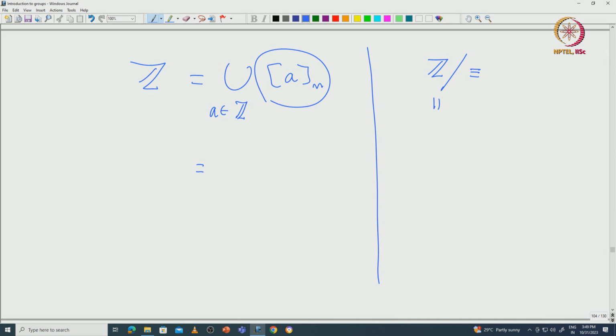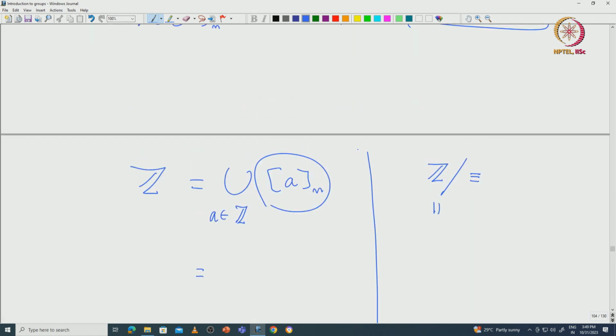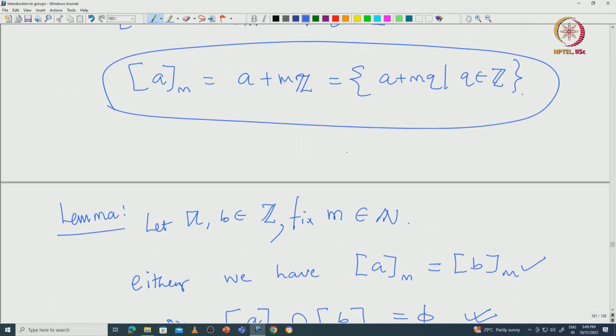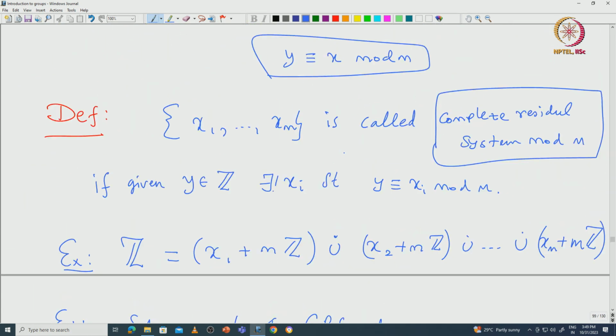Okay. So now what you can do is look at all possible disjoint subsets. You can pick one representative from each subset, and then you make another set of representatives. If you think about it, this is the complete system of residues that we have defined. So this x1, etc., xm, is the complete residue system modulo m. That exactly does that representative job.